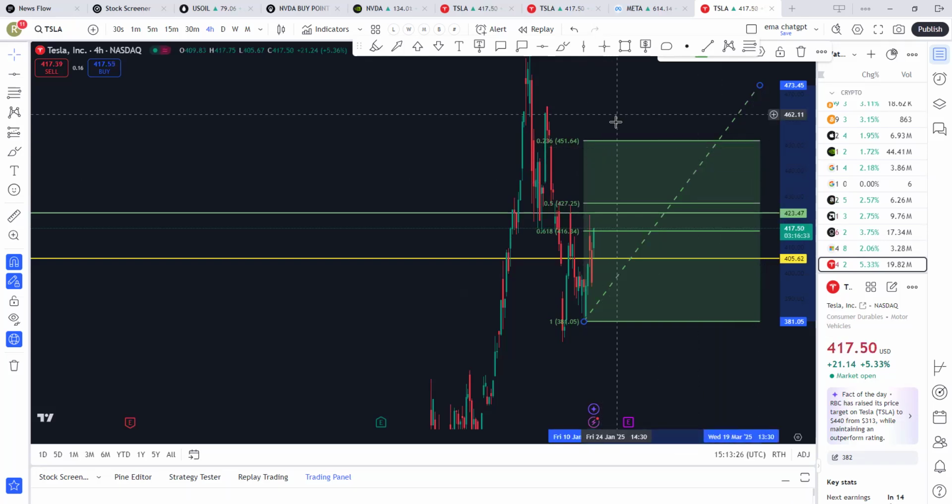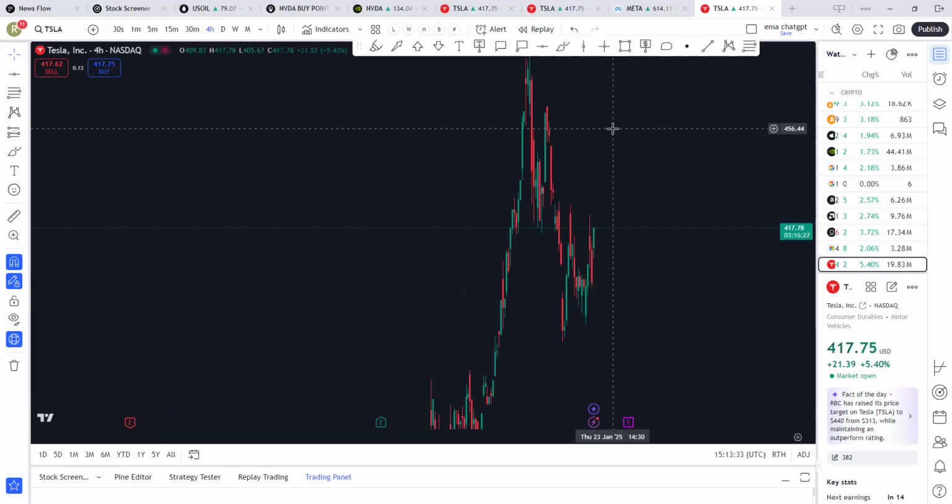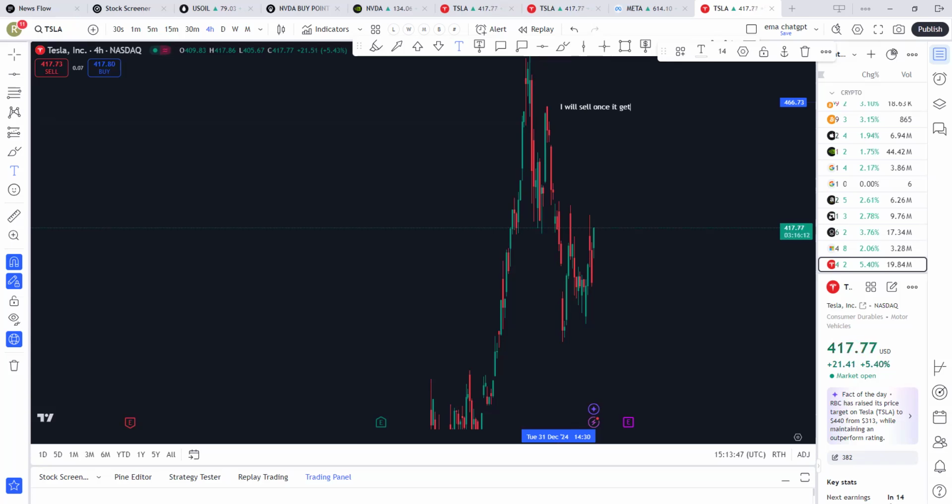I teach you everything, and also if I want to remove everything, I just click that and remove it. For instance, if I need to add any text, I teach you all this. You just add your text there. You can type. For instance, you can add the text: I will sell once it gets to that level.